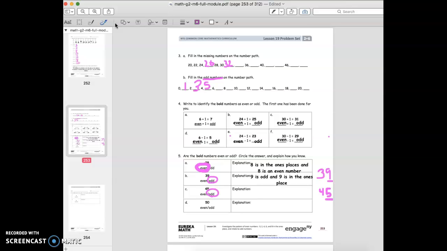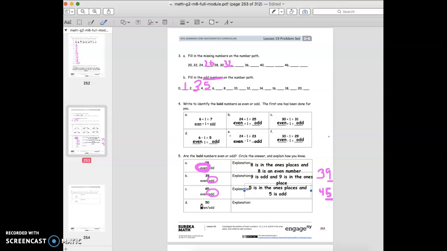So our explanation is because 5 is in the ones place, and 5 is odd. It's an odd number. There's a few different answers that you could put. This to me is the simplest answer. If you think of a different one that might help you, let me know.